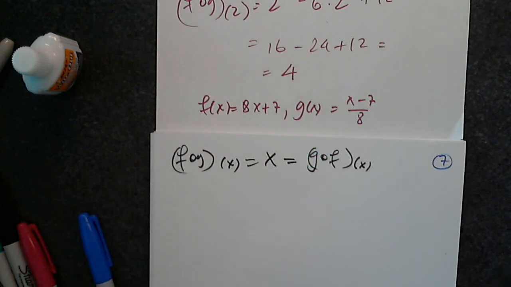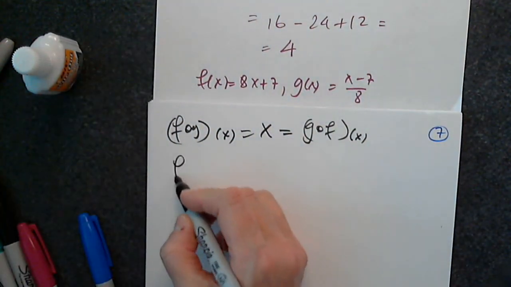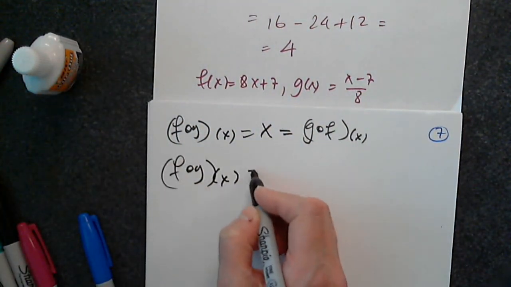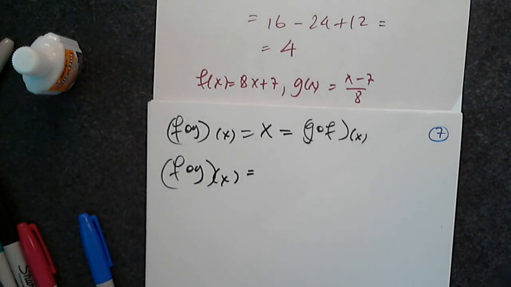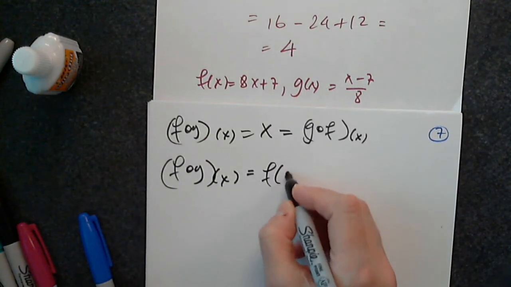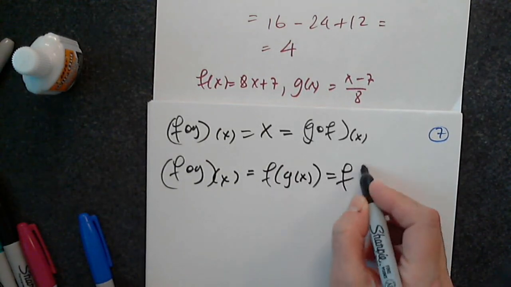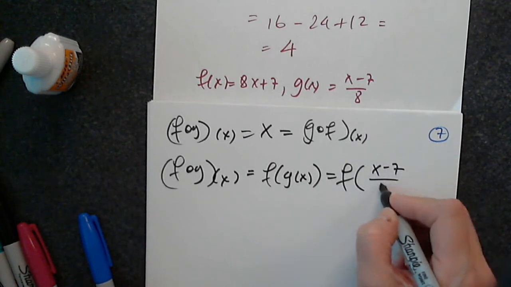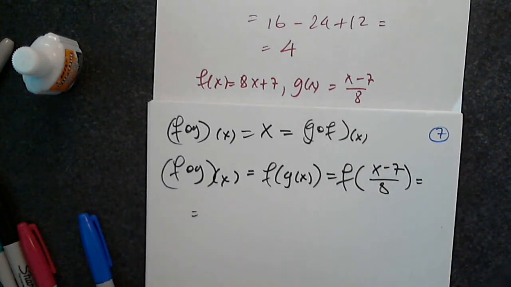So then let's do that. I have to determine f comp g. Which one is the inner function? Which one is the function that I apply first? G. Yes. So this is f of g of x. Very good. Which is f of x minus 7 over 8. F is the outer function. But let's see what f is telling us to do.